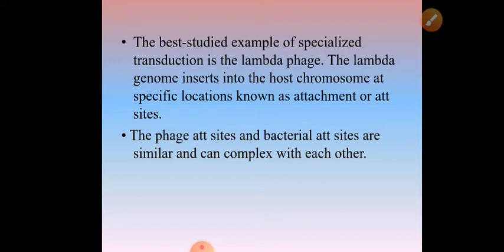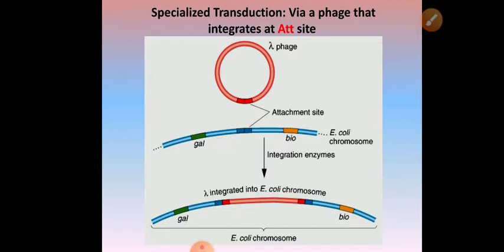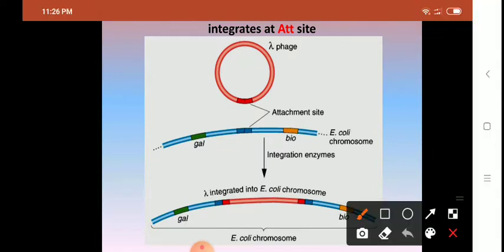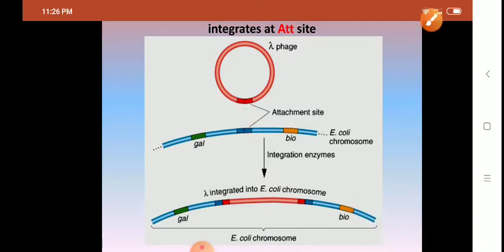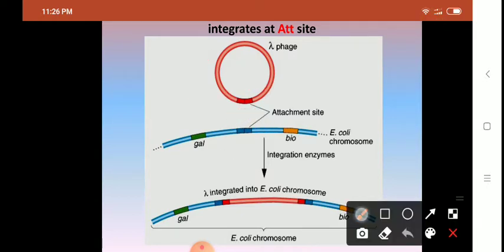The lambda genome inserts itself into the host chromosome at a specific location known as the attachment or att site. The phage att site and bacterial att site are similar and can complex with each other. As you can see in this diagram, this is the lambda phage shown in red color. There is the attachment site of lambda phage, and this is the attachment site of E. coli. Now with the help of the attachment site, there is crossing over, right?